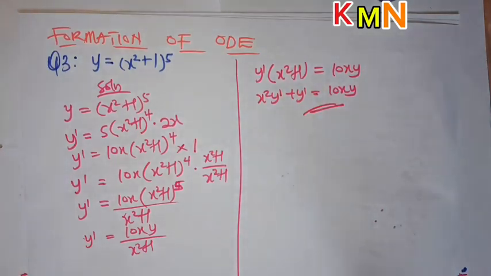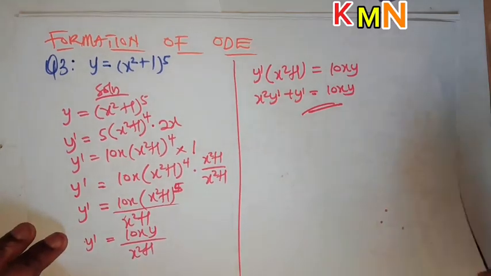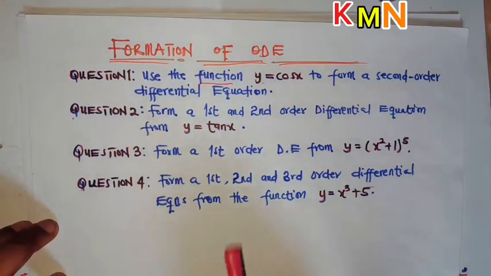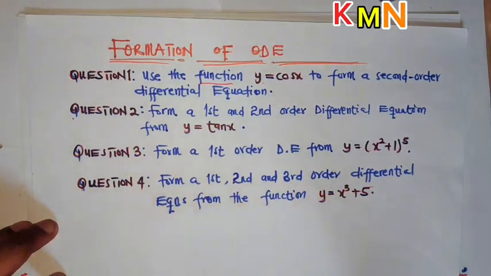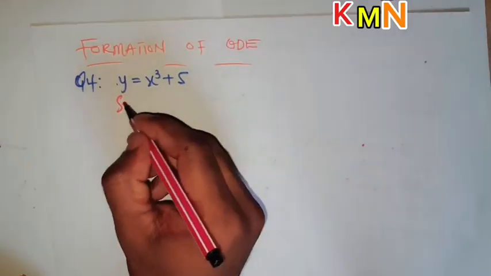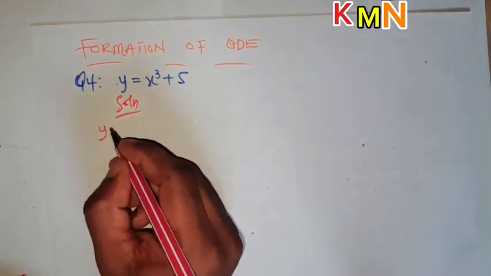Simple. So we can see there's a relationship between the derivative of the dependent variable and the independent variable x. Very simple. I hope it's clear. Now let's go to the next example. The next example says we should form a first order, second order, and third order differential equation from this. So that's what we have here.